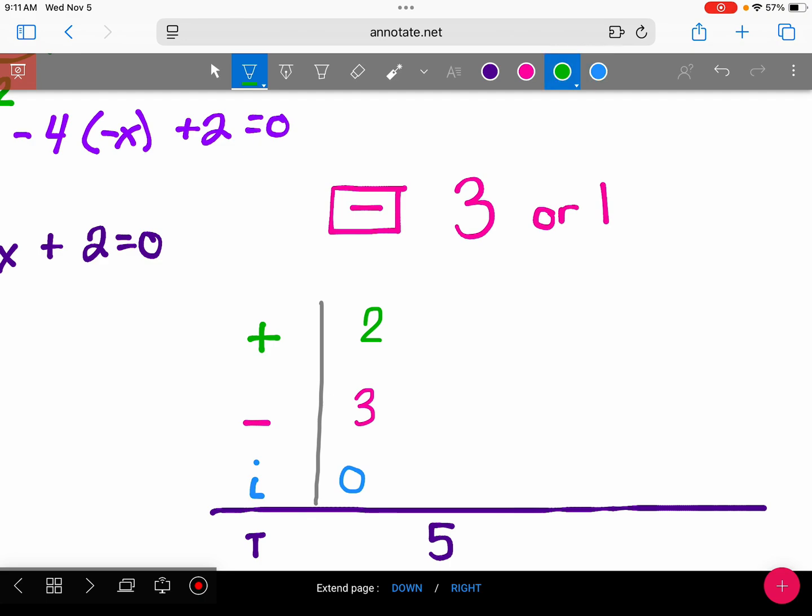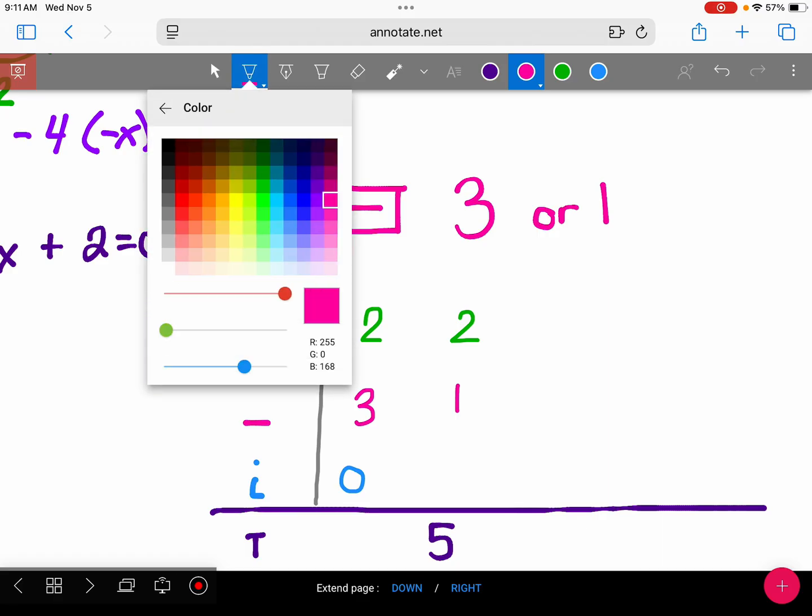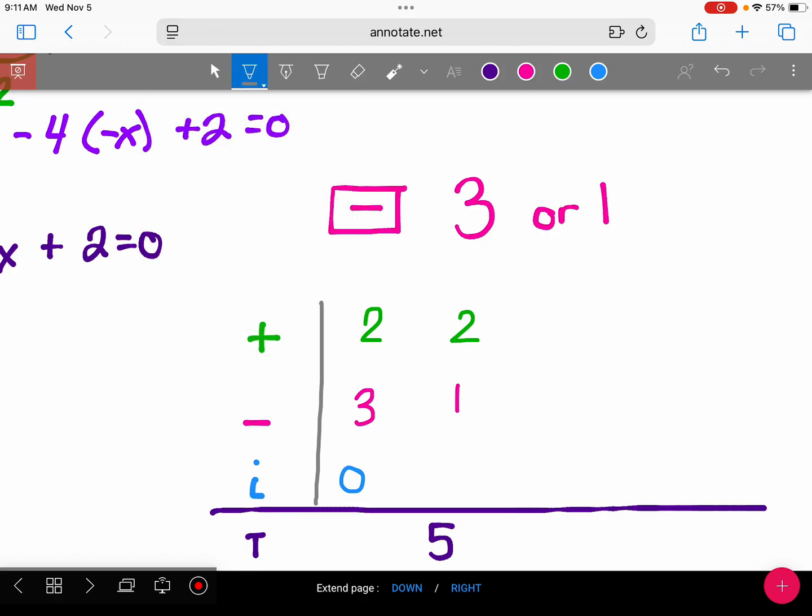But maybe I have 2 positive roots, and I only have 1 negative root. How many imaginary roots would I have then? 2. We would need to have 2 imaginary roots.